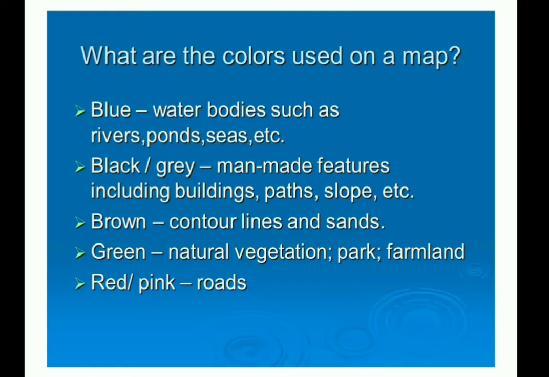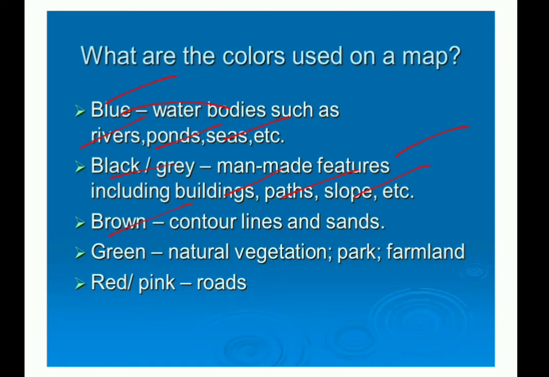Next we go to the colors used on a map, which are the colors used to show the symbols in that particular map. For example, blue color is used for showing the water bodies, those are rivers, ponds and seas, etc. And black or gray color is used for the man-made features, for example, buildings, paths meaning roads, and slope, etc.